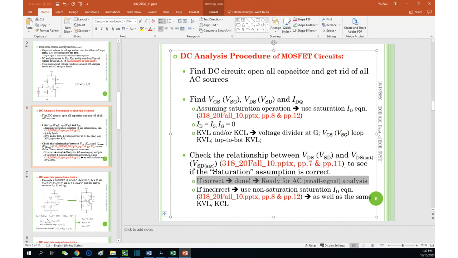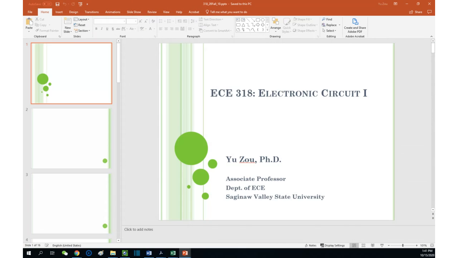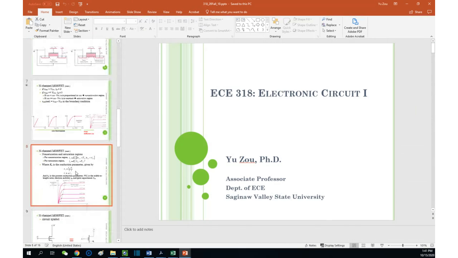But if it's not right, like I said, in the non-saturation region, you need to go back to what? Go back to page 8 and 12 to find the non-saturation current ID equation. Well, first, let me pull up the previous lecture so you understand better what I'm saying here. First, page 8. This is page 8.